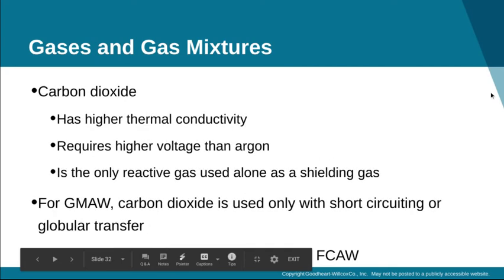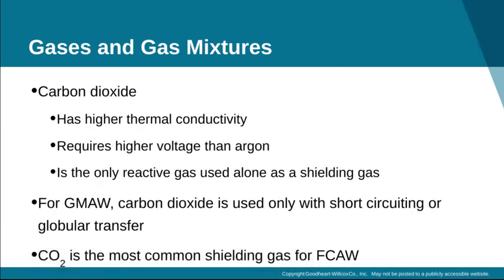Carbon dioxide has higher thermal conductivity and requires higher voltage than argon. It is the only reactive gas used alone as a shielding gas. For MIG, carbon dioxide is used only with short circuit or globular transfer. CO2 is the most common shielding gas for flux core.